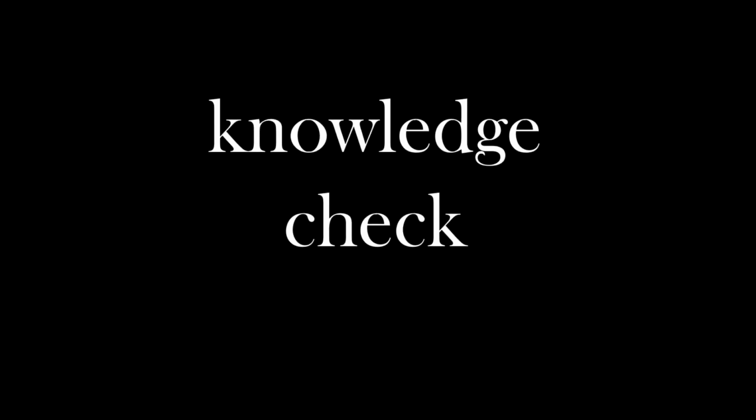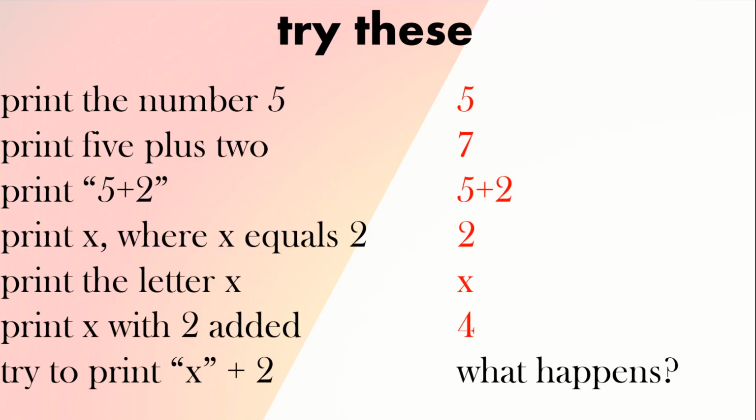Now it's your turn. So here's a knowledge check. Print the number 5, the digit 5. Print 5 plus 2, so it's going to print 7. Print 5 and plus and 2. So it's going to print the number 5, the symbol plus, and the number 2. Now make x equal 2 and then print x. Then Python is going to print the number 2.